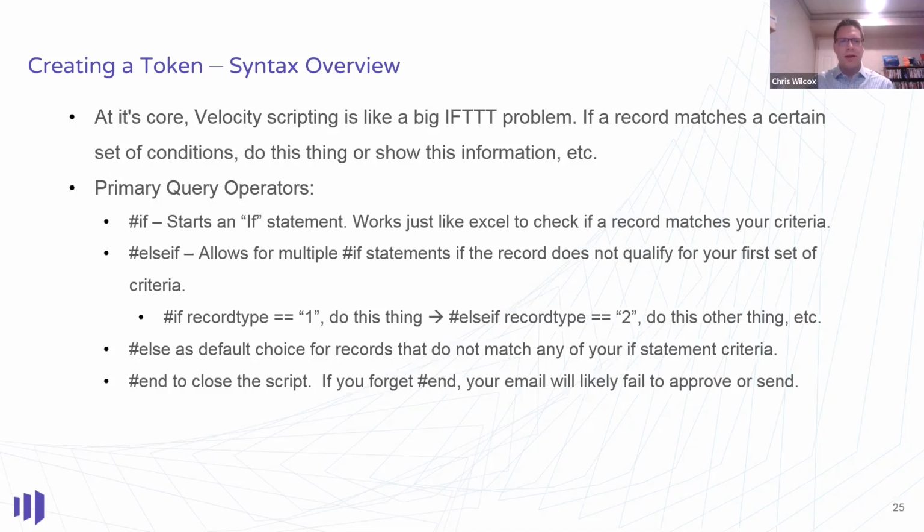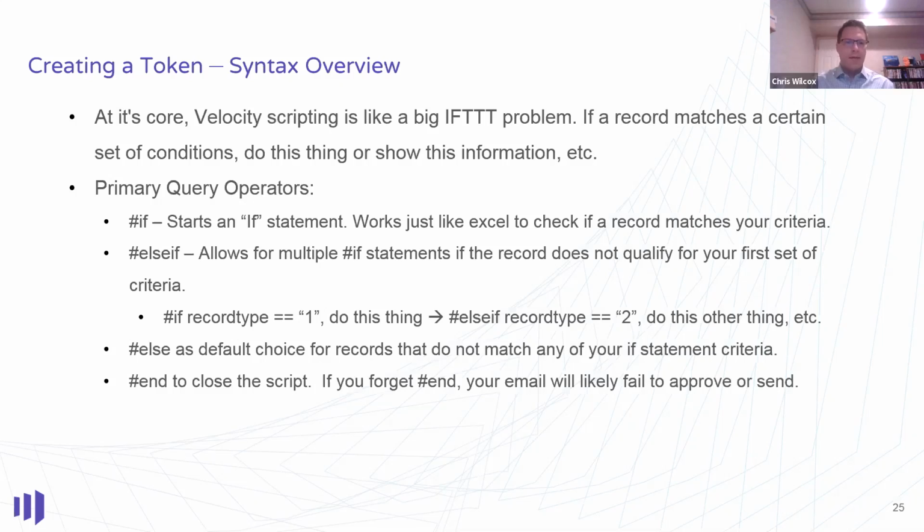So you open your if statement with that hash if. It works just like Excel. If you've ever done an if statement in Excel, it works almost exactly the same way. If blank equals blank, show this. Then you have an else if, which allows you to have multiple if statements. So if your record doesn't qualify for the first set of conditions, it can go to a second, a third, a fourth, however many you need to accommodate whatever the outcome of your script needs to do.